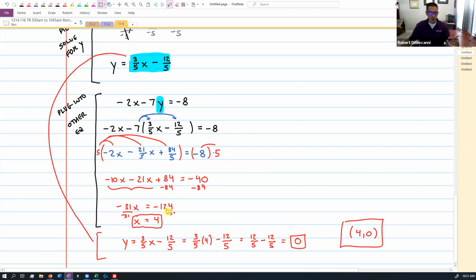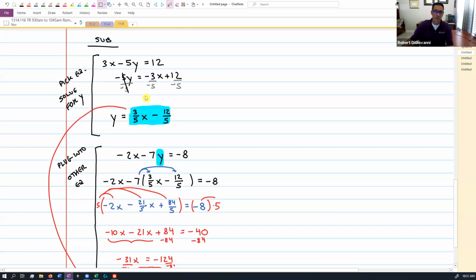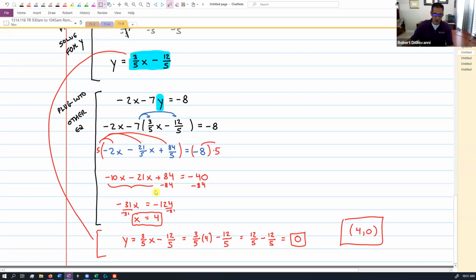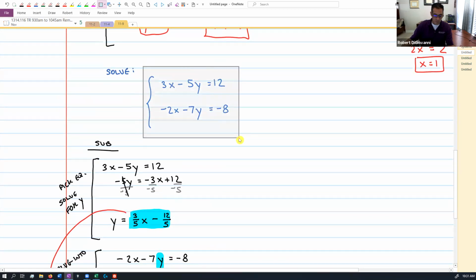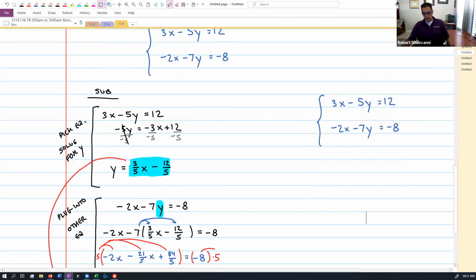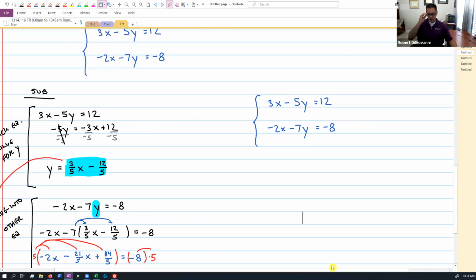Oof. How many places could you have messed this up, right? Aren't there a ton of places in that problem where you could have made a mistake, with all those fractions and stuff? Definitely. I mean, that's tricky. So let's do the same problem with elimination. And I think if we do this, you're going to have an appreciation for elimination. Okay, so here we go. You ready? Elimination.